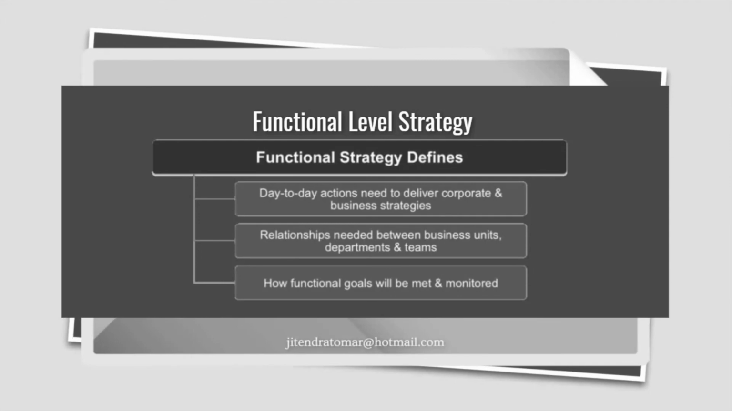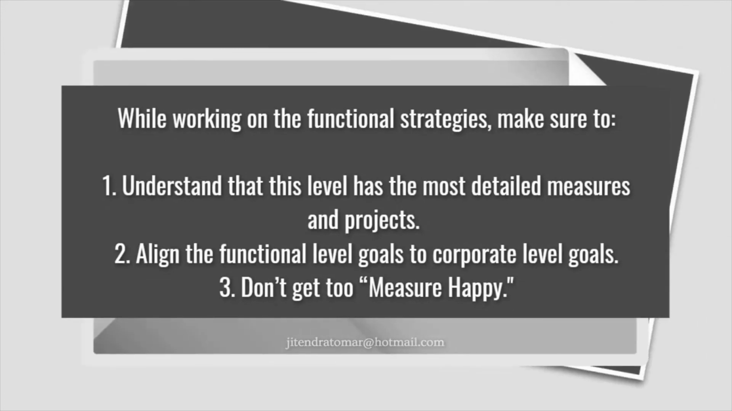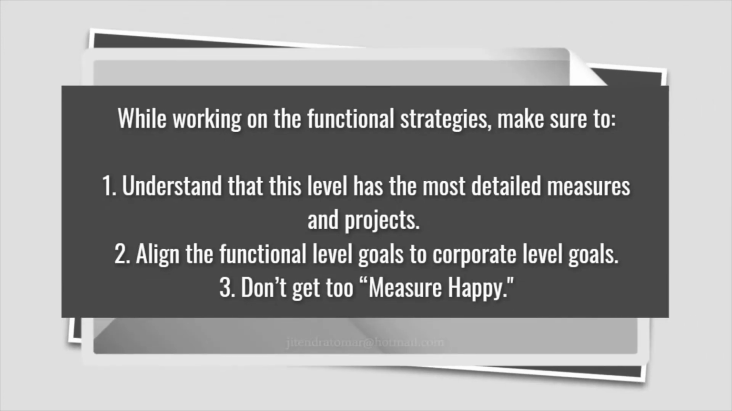The consolidated concept of functional level strategy is given here. There are a few things to consider as you work on your functional strategies. First, understand that this level has the most detailed measures and projects. Measures help you answer the question, how are we doing toward meeting a particular objective? Projects or initiatives help you answer, what are the key actions we can take to support our objectives? While you will have measures and projects at every level of your strategy, they should be extremely detailed at the functional level. You can create a matrix to ensure everyone knows who is responsible for completing your projects, and who they need to go to for help or direction.